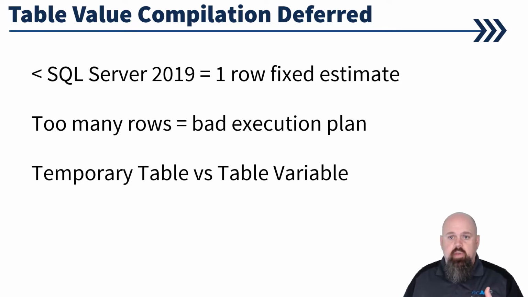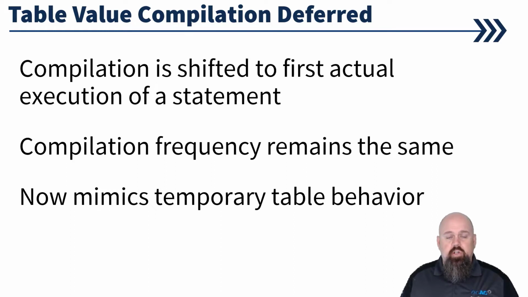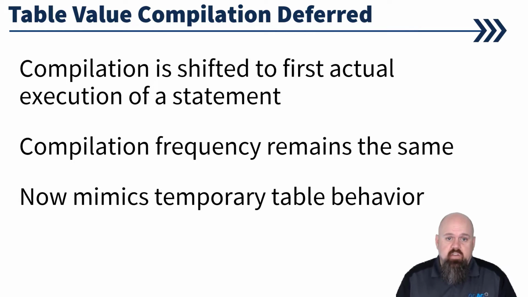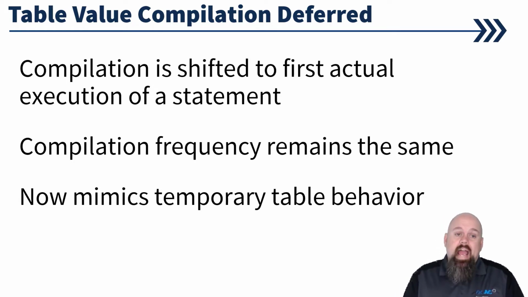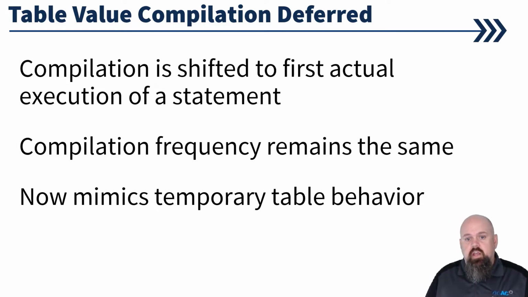With table variable deferred compilation, the compilation is now shifted to the first actual execution of the statement. So when the statement actually executes, it doesn't check the table variable until it gets to that point in the code. The compilation frequency remains the same, but now the table variable more closely mimics how temporary tables behave. This allows us to get a more accurate row count out of that table variable, which then gives us more accurate statistical information on the data within it. So we actually get a better execution plan.